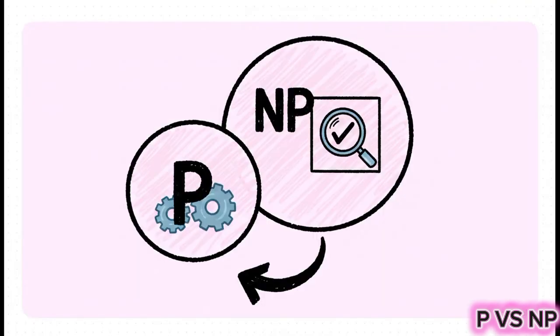So this leads us to a really crucial relationship. Think about it. If you can solve a problem efficiently, meaning it's in class P, then you can obviously verify a solution just as fast. You could just solve it yourself and see if the answers match. This simple bit of logic means that every single problem in class P is also, by definition, in class NP.